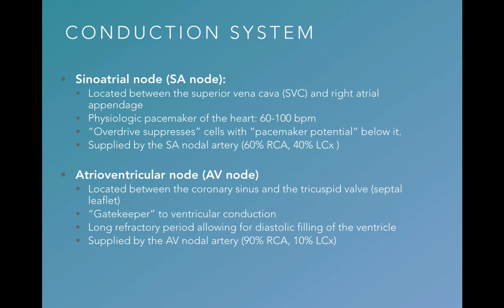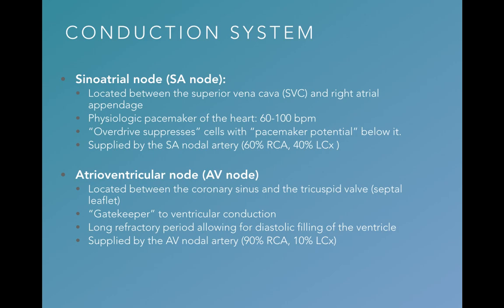So to give you a little bit of information about these areas of the heart that are important for conduction, the SA node is found between the SVC and the right atrial appendage. The important point is that the SA node paces physiologically at a rate of 60 to 100 beats per minute. So under 60 would be too slow, also known as bradycardia, and over 100 would be too fast, known as tachycardia. Another point, which I'll explain in a different slide, is something called overdrive suppression.